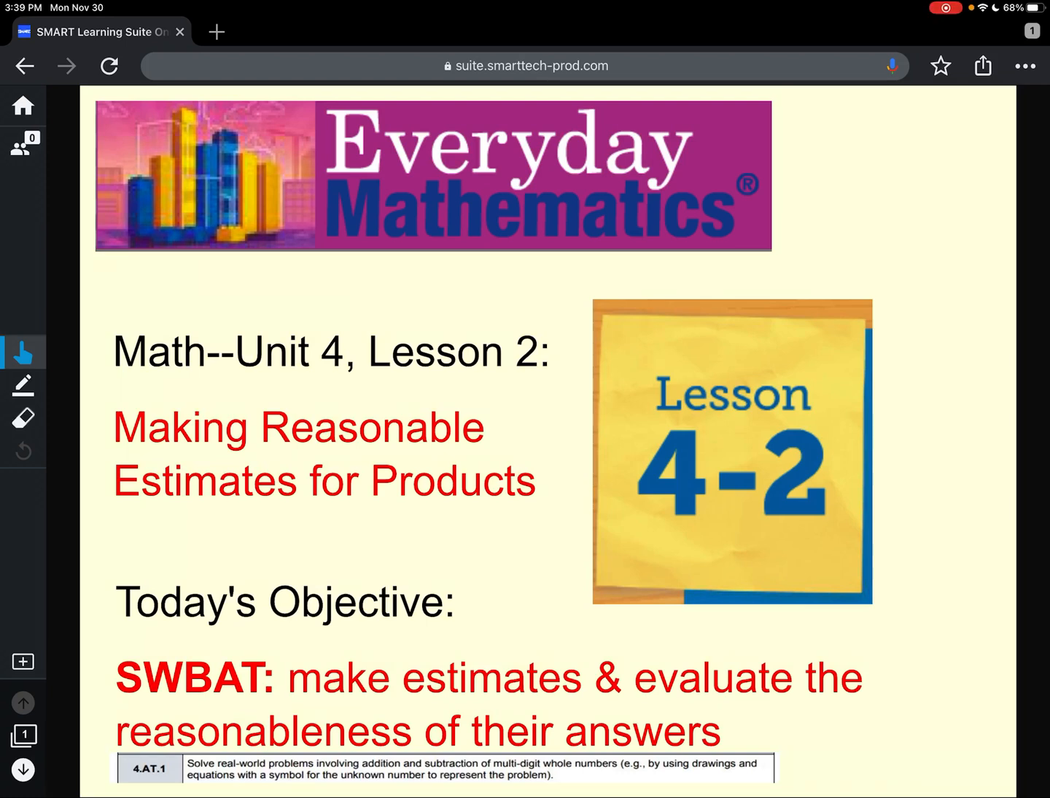Hey, fourth grade, we are going to work on Unit 4, Lesson 2 today, which involves making reasonable estimates for products. Remember, products is talking about multiplication, so we're going to be making estimates and evaluating the reasonableness of our answers as we solve multi-step story problems today. Before we get started, I need you to make sure you have your slate, marker, everyday math journal, and a pencil.